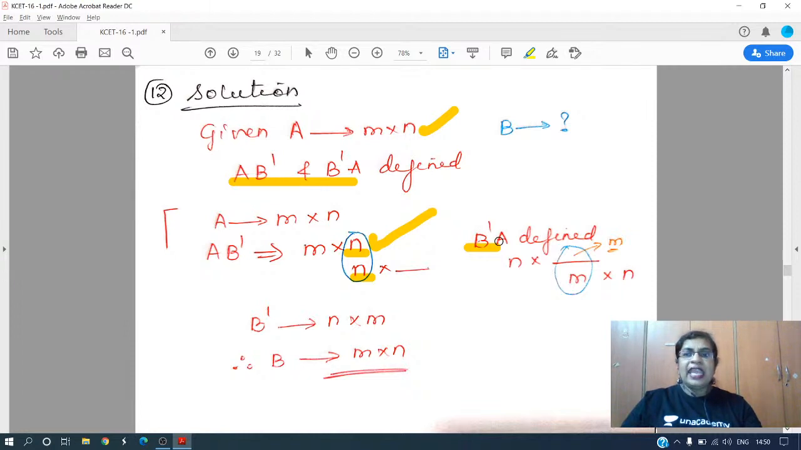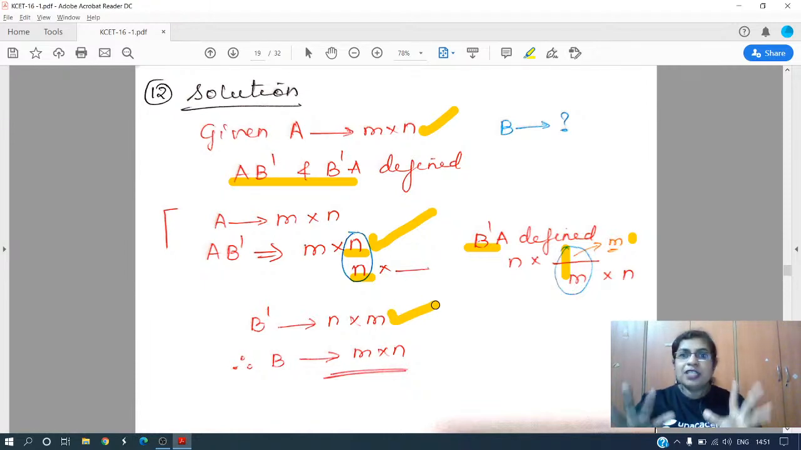And who is A's order? A's order is M cross N. So that means who became this dash now? Dash is nothing but M, isn't it? Because this has to match. Otherwise, multiplication is not defined. So now don't be in a hurry. You have got B dash's order. Which order is asked? B's order is asked.